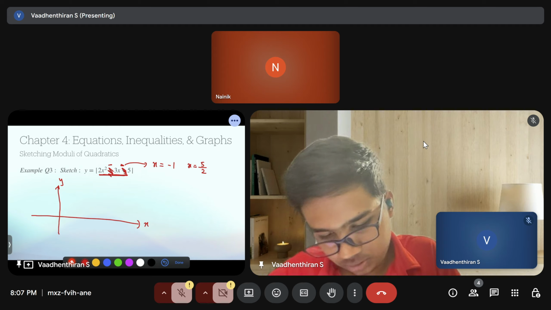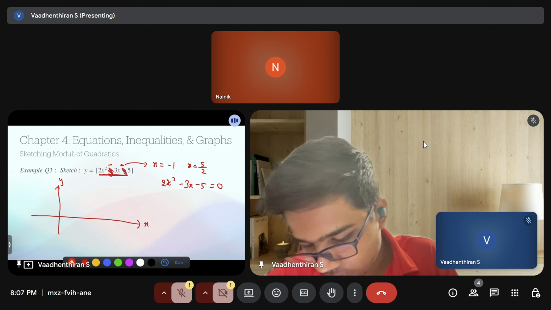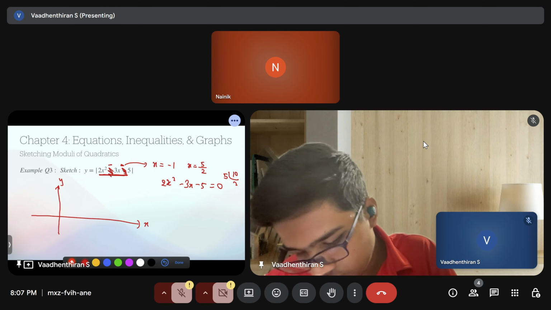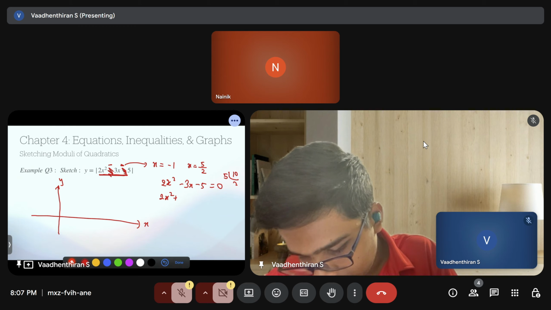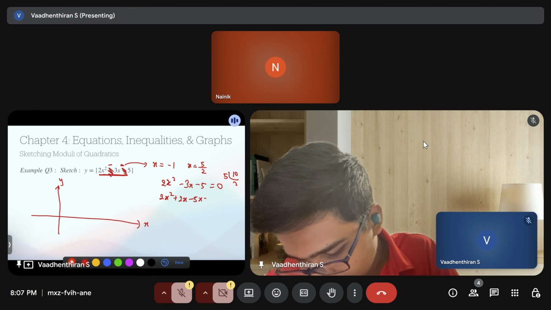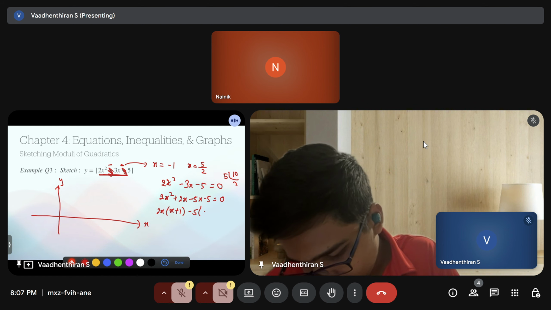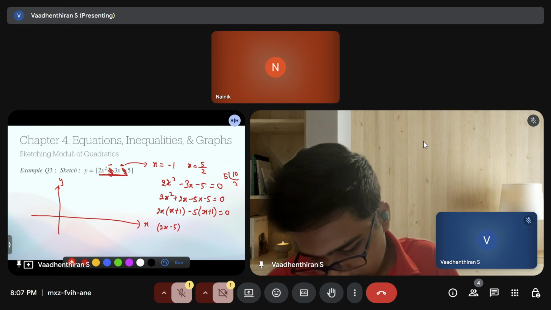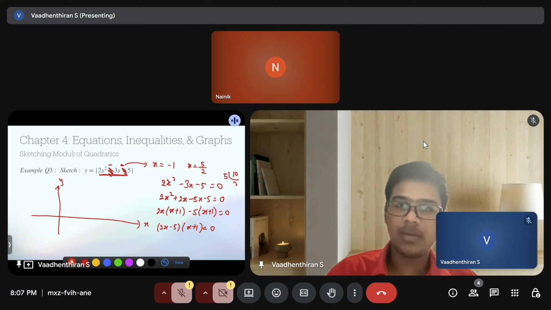2x squared minus 3x minus 5 equals 0. If you take 10, it will be 5 and 2. So 2x squared plus 2x minus 5x minus 5. Then you do 2x times (x plus 1) minus 5 times (x plus 1). Then you get (2x minus 5)(x plus 1) equals 0. So the roots are x equals -1 and x equals 5/2.